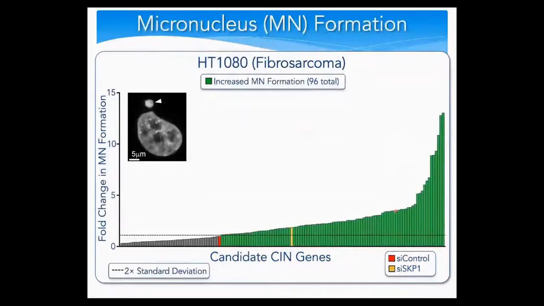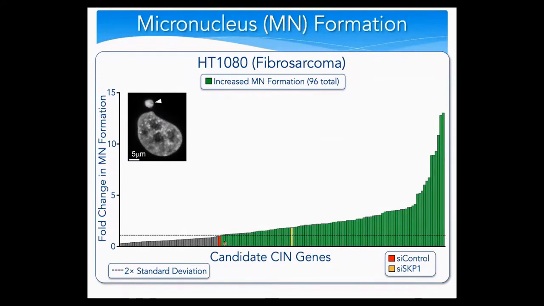We also did this for HT1080 cells. Shown here are the micronuclei data from the screen in those HT1080 cells. These are a karyotypically stable fibrosarcomal cell line. This assay is a little bit different. We're looking for the appearance of these micronuclei and the frequency of them.